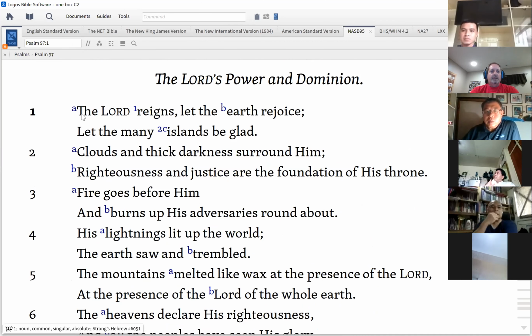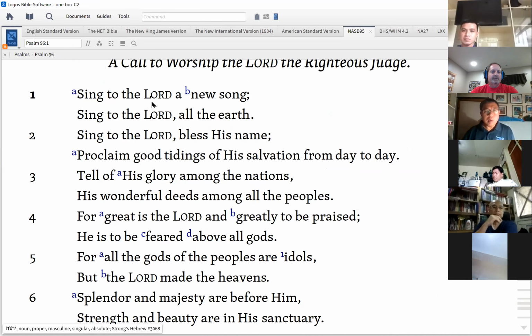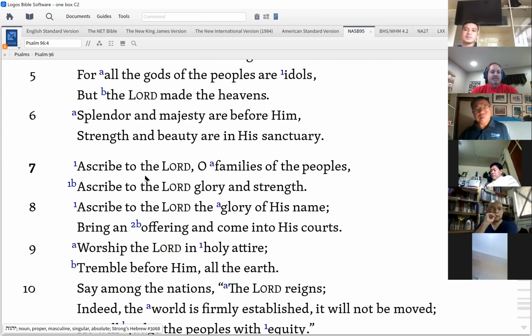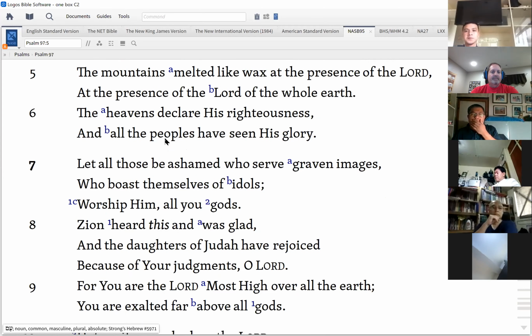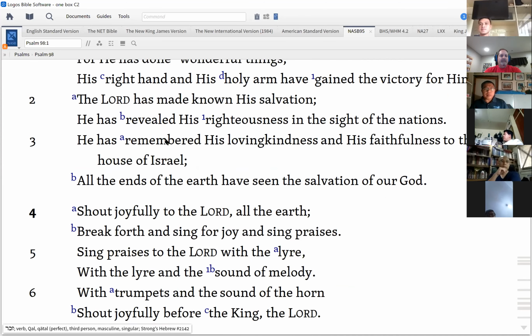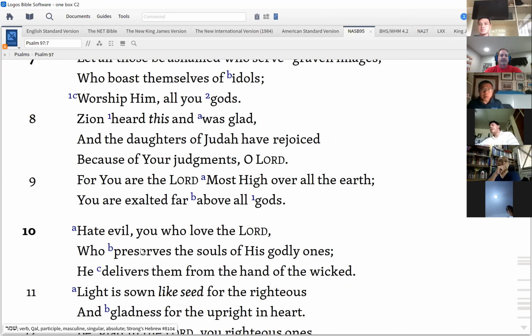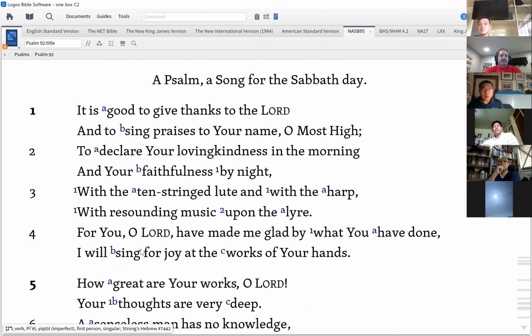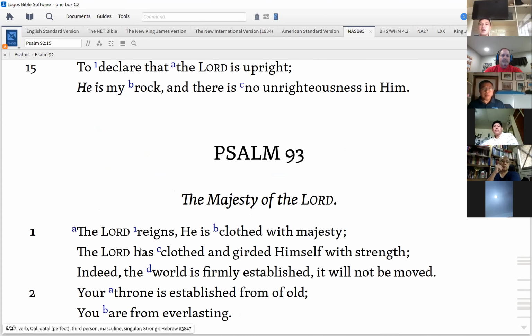Mm-hmm. Yeah, the Lord reigns. This is Psalm 97. Psalm 96: Sing to the Lord, tell of his glory. Great is the Lord, splendor and majesty. So there's kind of this theme of the greatness of God here. The Lord reigns, Psalm 97. Psalm 98, sing to the Lord a new song. And Psalm 93, yeah, the Lord reigns. He's clothed with majesty. Yeah, these are all part of what are called enthronement or royal psalms.